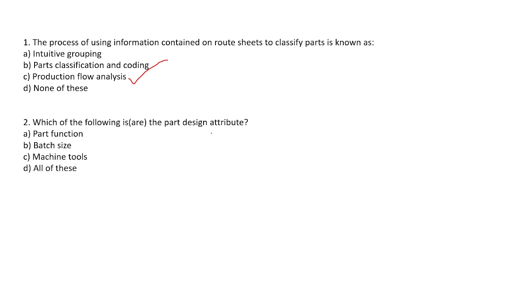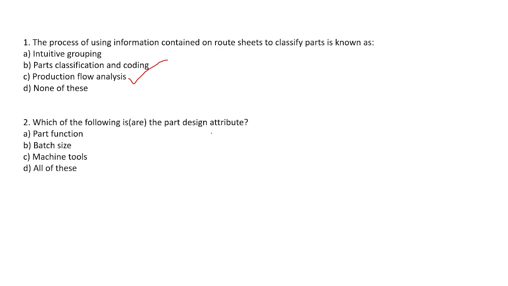So the question asks which of the following is a part design attribute. Part design attributes are the characteristics of a part that are determined during the design process. These attributes influence the way the part is manufactured, assembled and used.